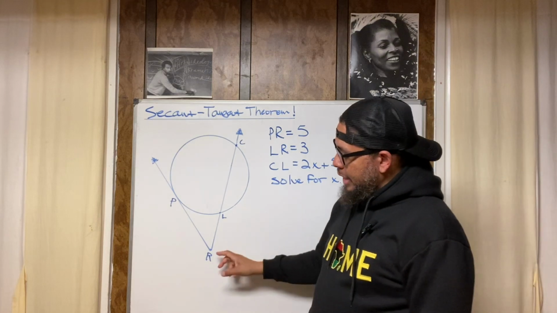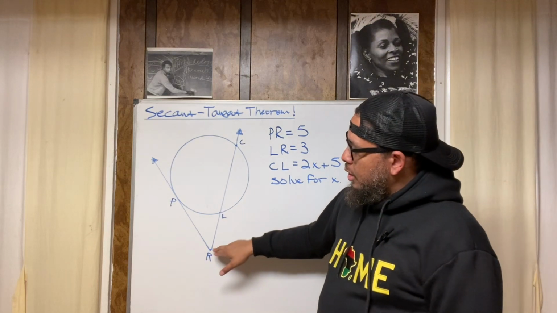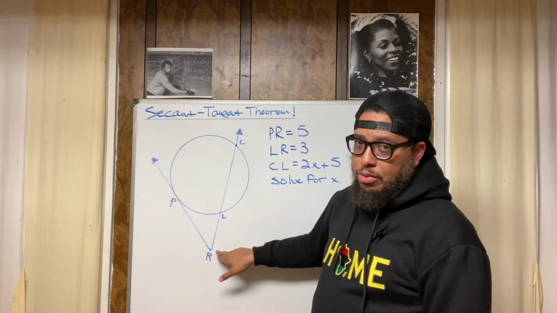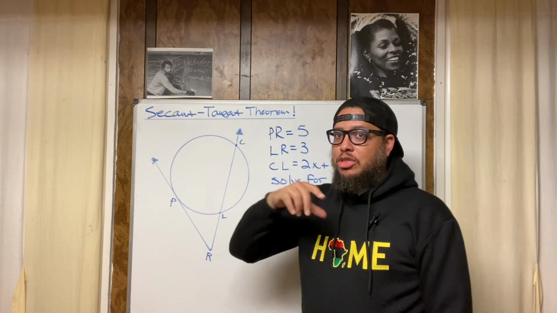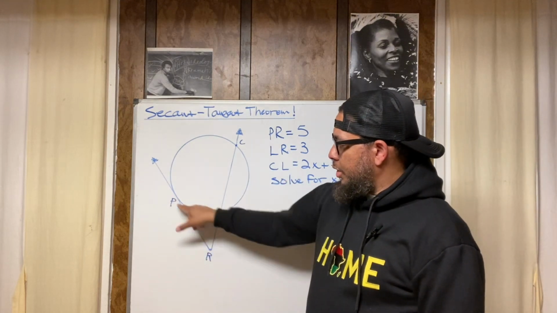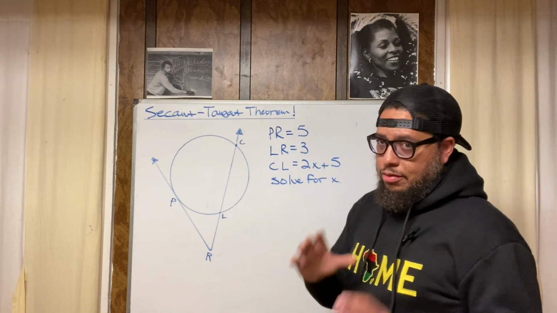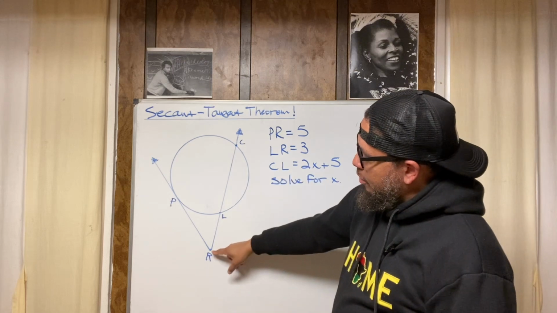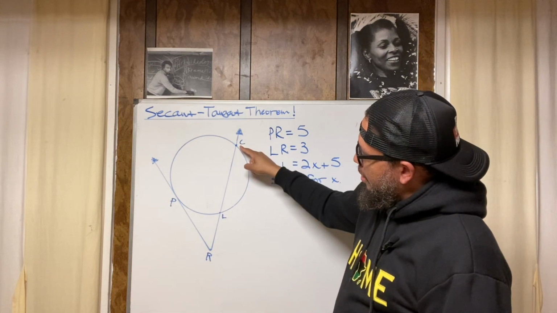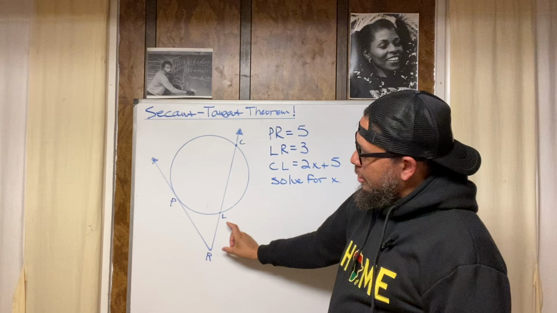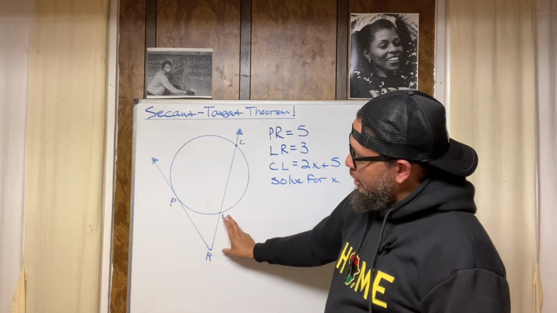So what does the secant-tangent theorem say? If you have a tangent and a secant that go from an endpoint outside the circle, the length from the endpoint out here to the tangent point, squared, raised to the second power, is equal to the length of the secant from the outside endpoint to this point right here, times the outside part of the secant. This is the inside part of the secant because it's inside the circle. This is the outside part because it's outside the circle.